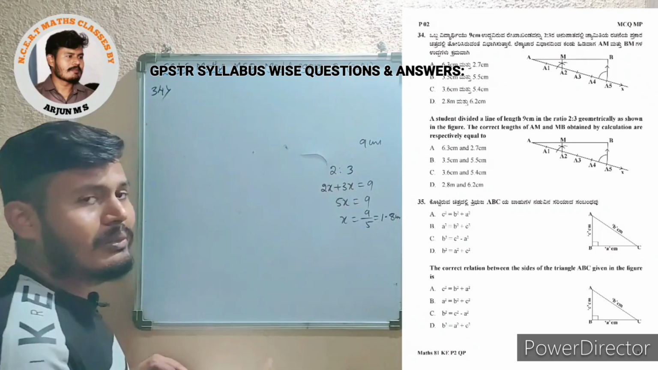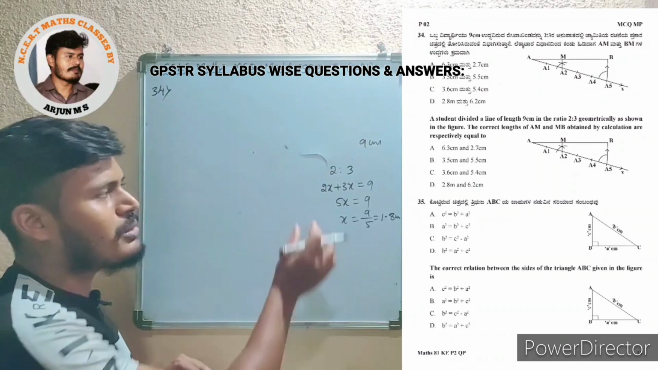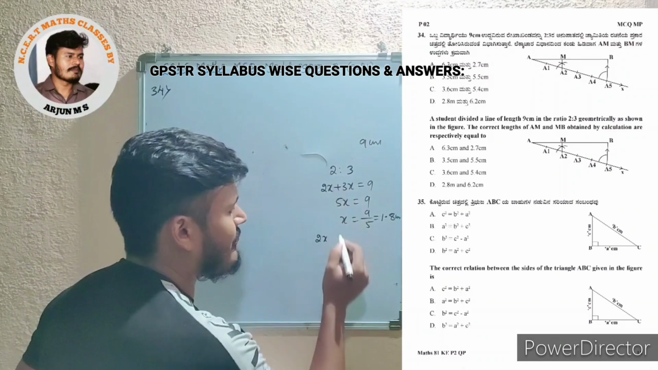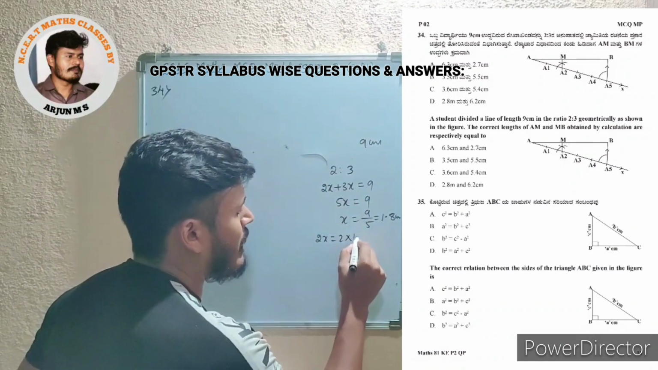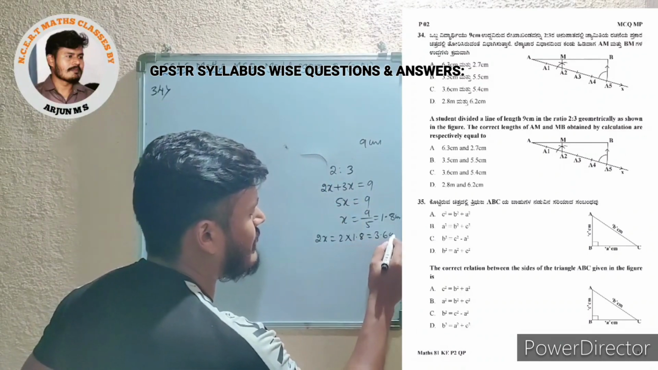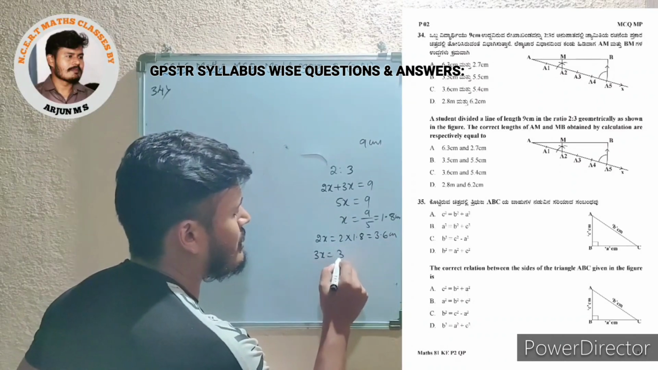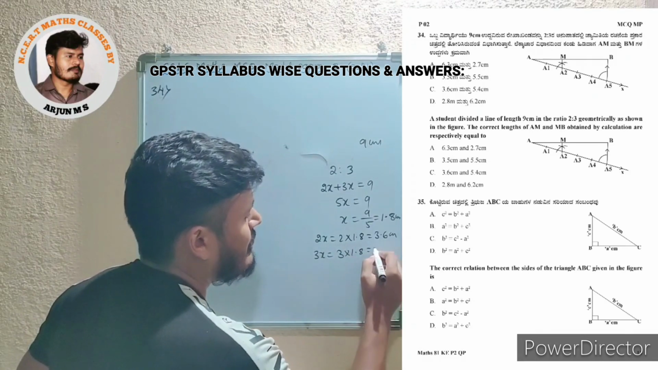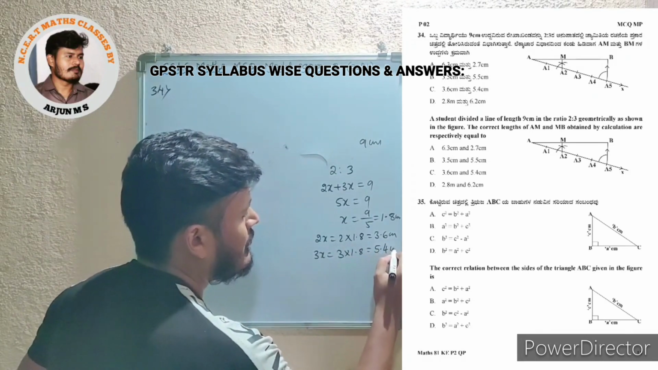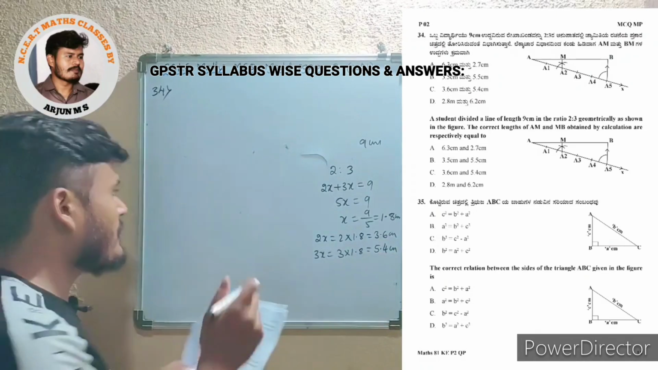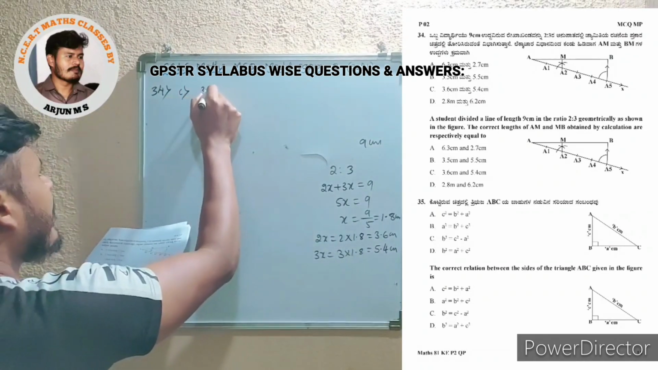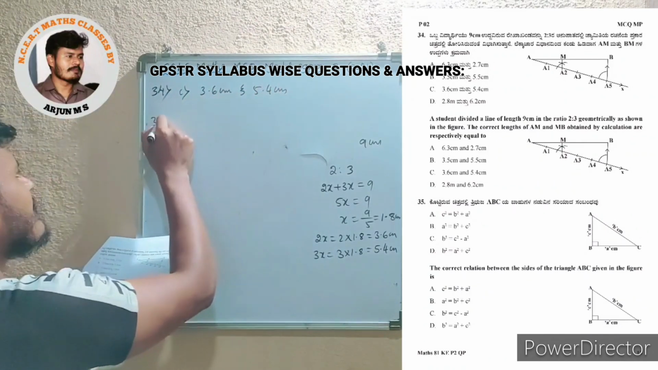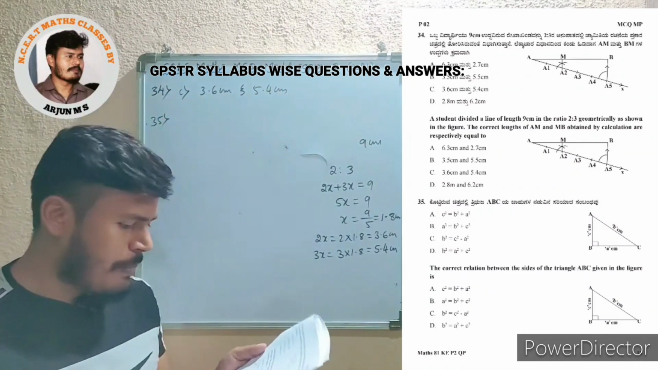Then what are the lengths corresponding to these two ratios? So 2x is the first part. That's why 2 into 1.8, which is equal to 3.6 centimeter, and 3x, which is equal to 3 into 1.8, which is equal to 5.4. So which is the answer here? Option C, 3.6 centimeter and 5.4 centimeter is the correct answer. Let us move to the 35th question.